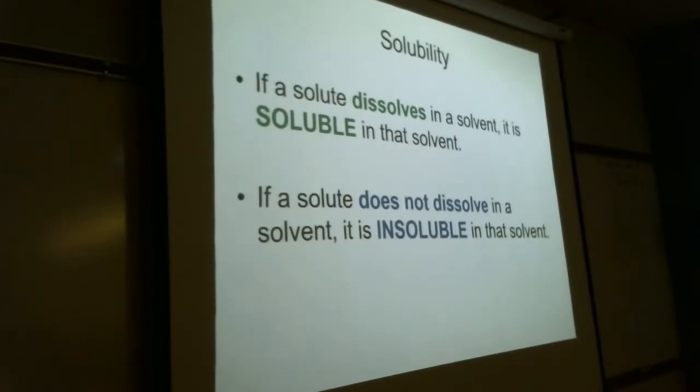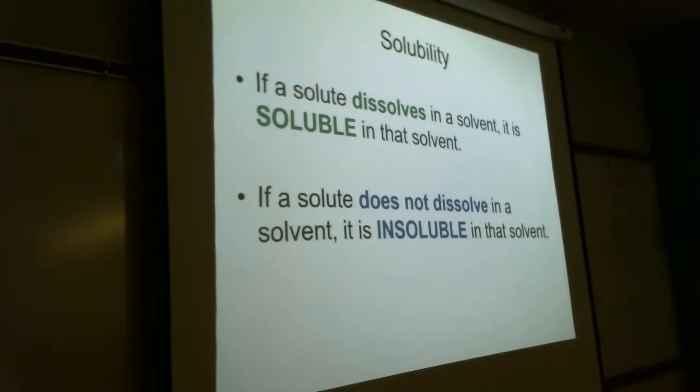So here are two words we need to talk about. If a solute dissolves in a solvent, then that means it's soluble. The word we use to describe it is soluble. And what does dissolve mean? Well, dissolve means forms a homogeneous mixture. If I take my sports drink mix and I dump it in water and I stir, and all my sports drink powder is gone, and now I've got a homogeneous solution, that's dissolving, right? Dissolving just means forming a homogeneous solution.